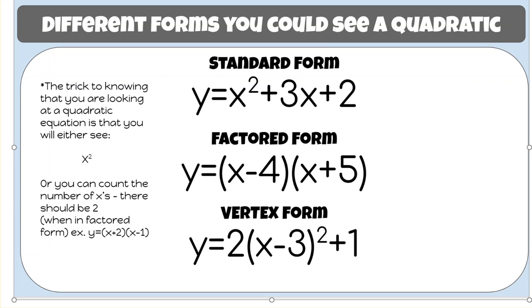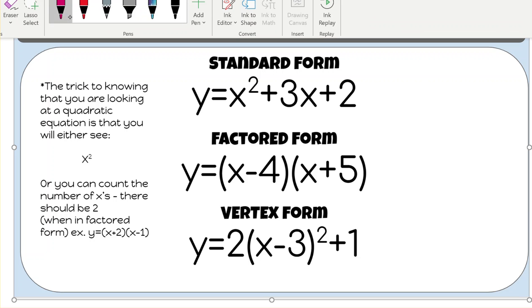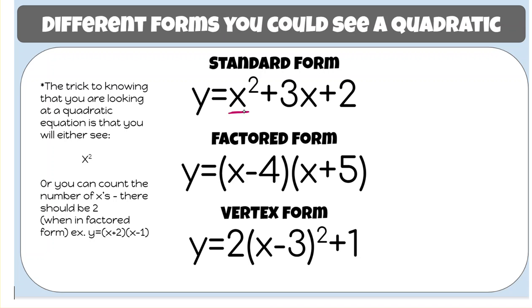You just have to be able to recognize that something is a quadratic by counting the number of x's. In this case, we can see that this is x squared. In factored form, I have 2 x's, which means if I was to multiply this, x times x would give me x squared, again giving me a degree of 2. And in this case, if I wanted to multiply this, this really means x minus 3 times x minus 3. So x times x is again x squared.